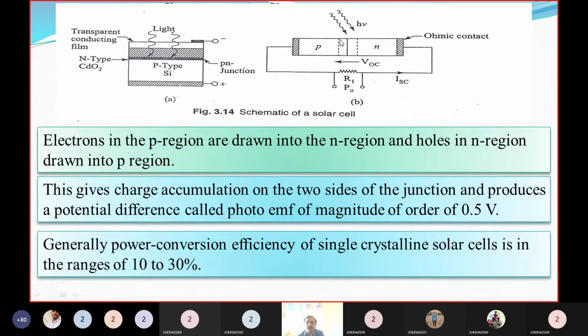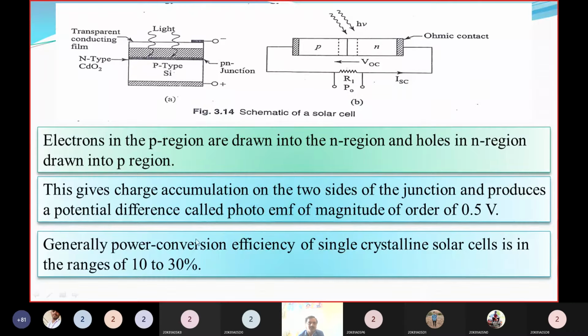Similarly, holes in the N region are drawn into the P region. So these holes in the N region try to move this side and accumulate here. That means total positive charge is accumulated here and total negative charge is accumulated here. This gives the charge accumulation on two sides of the junction. So this is the junction: on this side charge will be accumulated and on this side also, and it produces a potential difference.